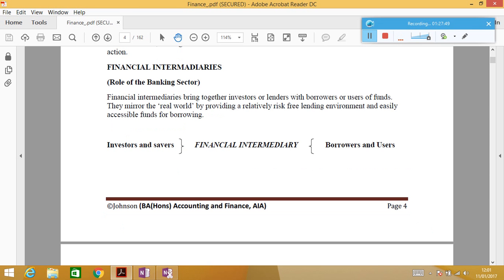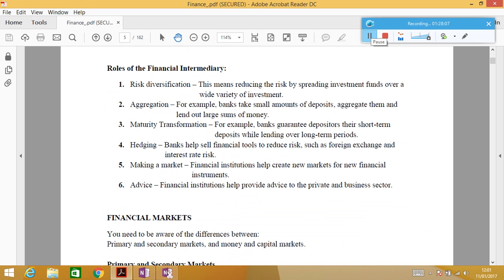Financial intermediaries, like we already discussed, we have banks and financial institutions, and they stand in the middle between investors and borrowers. We keep money, and the bank takes the money and gives it to borrowers. That's a role, but let's go more in depth into the role of financial intermediaries. We have 6 roles here.